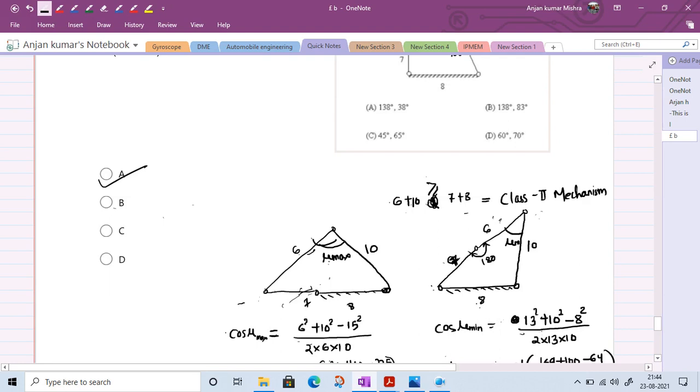So these are some important questions related to kinematics, which will be beneficial for exams like GATE and ESE.